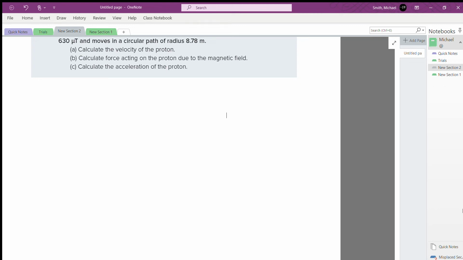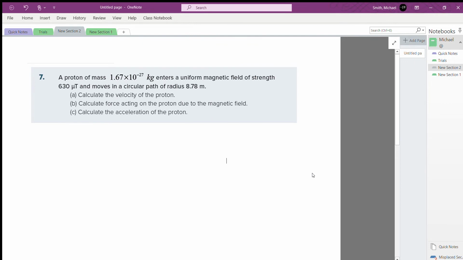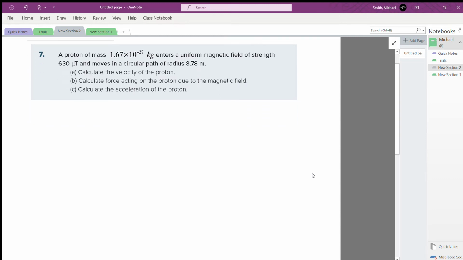This is question 7 from the SACE Stage 2 Physics course companion from sections 2.3 and 2.4, Motion of Charged Particles in Magnetic Fields. Here we have a proton of mass 1.67 times 10 to the power of minus 27 kilograms in a magnetic field of magnitude 630 microtesla, and it moves in a circular path of radius 8.78 meters. First we need to calculate the velocity of the proton.